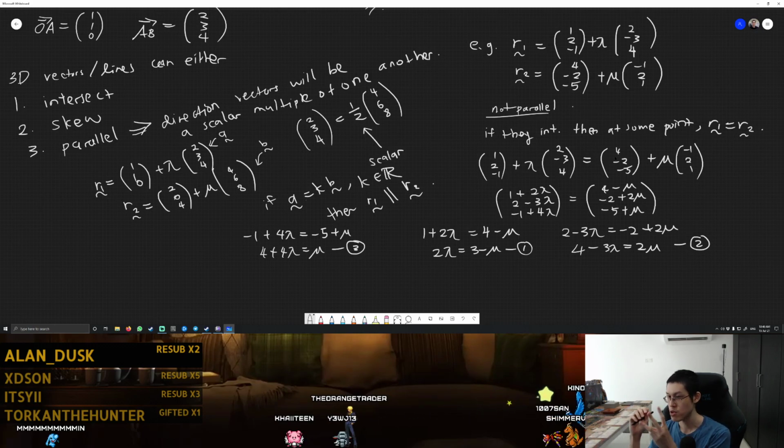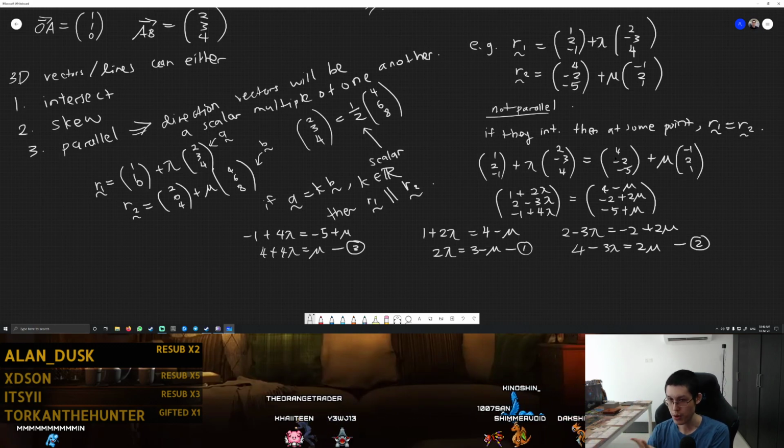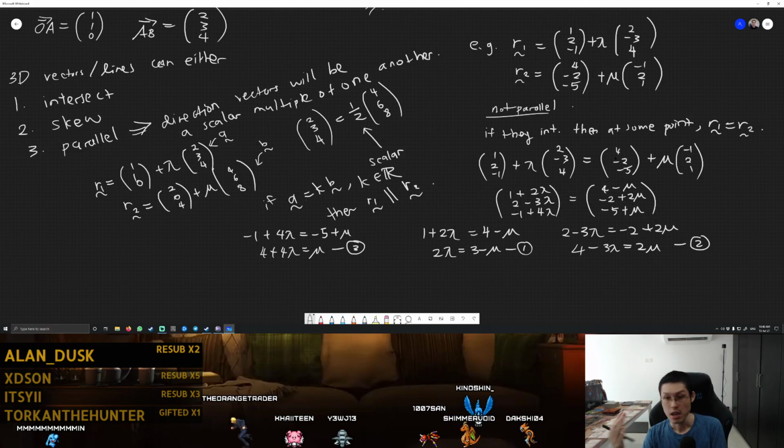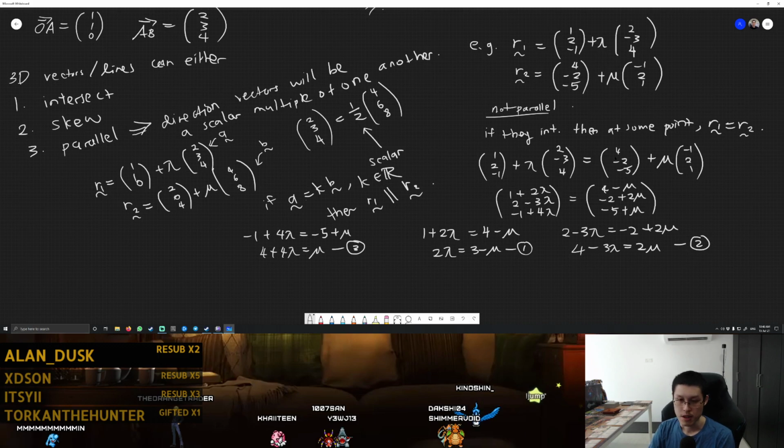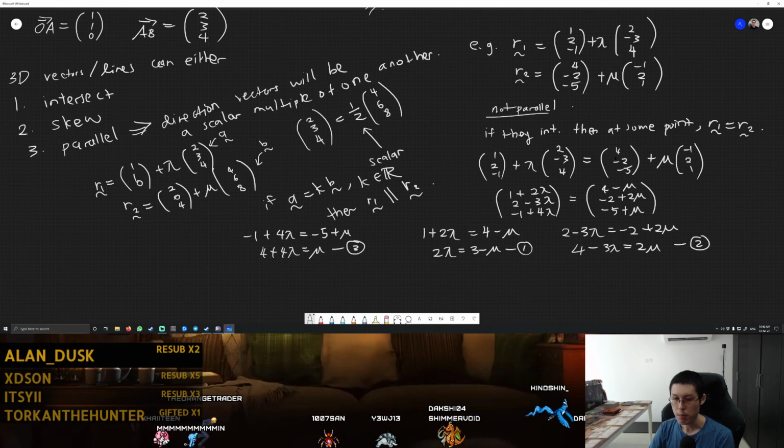So if I have 3 unknowns, I need 3 equations. If I have 4 unknowns, I need 4 equations. In this case, I have 2 unknowns, so I only need to choose 2 equations. Okay, so I'm going to choose, let's say, 1 and 3. So I'm going to take 3.